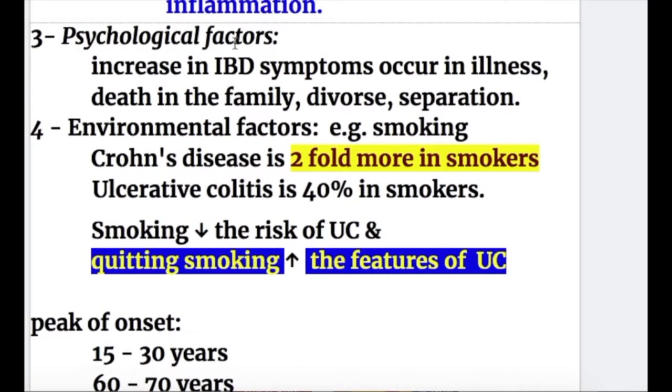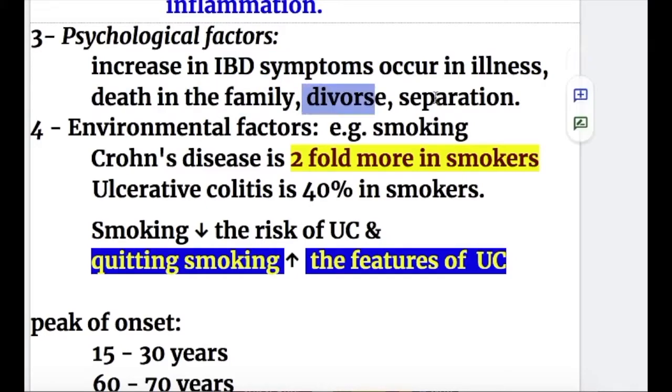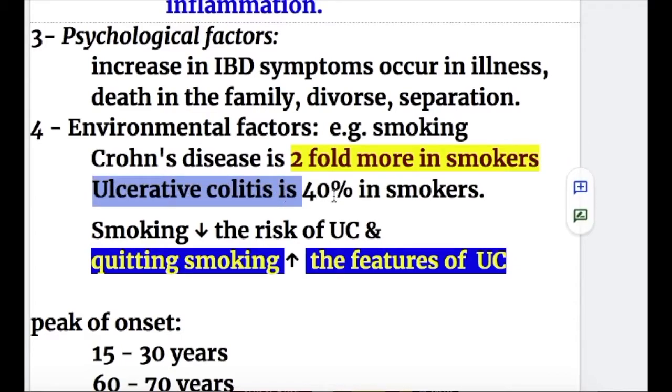Number 3, psychological factors also influence production of inflammatory bowel disease. Increase in inflammatory bowel symptoms occurs in illnesses, in death in the family, divorce or separation. Number 4, environmental factor. Example is smoke. Smoking has important effects on Crohn's disease and ulcerative colitis. Smoking increases the chances of Crohn's disease by twofold, whereas smoking decreases the ulcerative colitis chances by 40%.